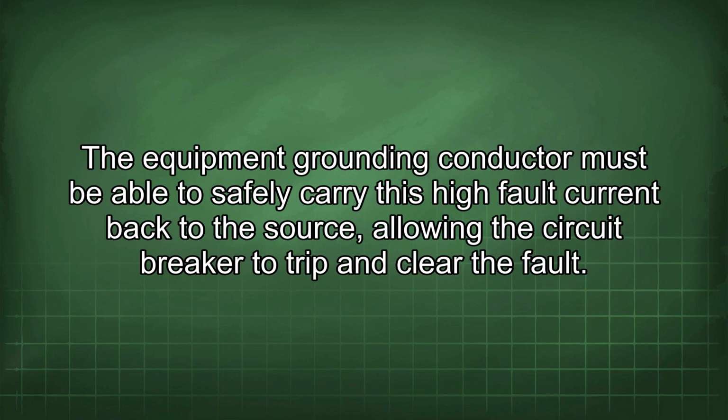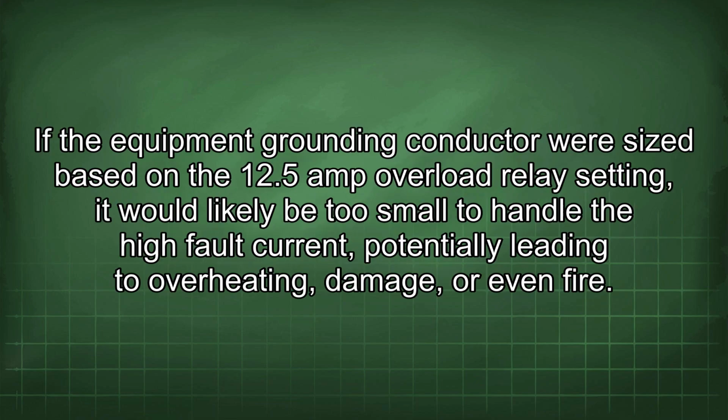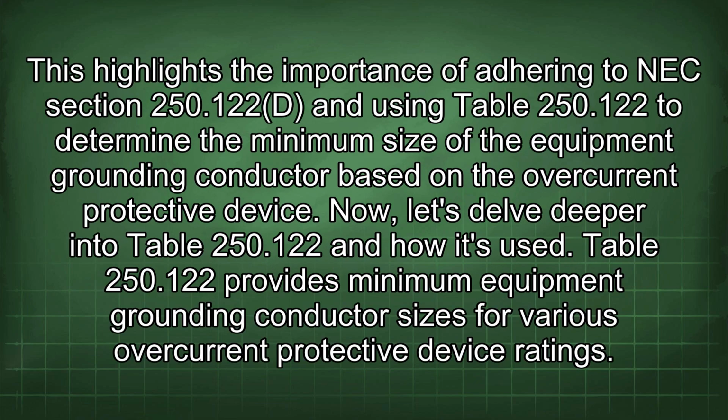The equipment grounding conductor must be able to safely carry this high fault current back to the source, allowing the circuit breaker to trip and clear the fault. If the equipment grounding conductor were sized based on the 12.5 amp overload relay setting, it would likely be too small to handle the high fault current, potentially leading to overheating, damage, or even fire. This highlights the importance of adhering to NEC Section 250.122(D) and using Table 250.122 to determine the minimum size of the equipment grounding conductor based on the overcurrent protective device.